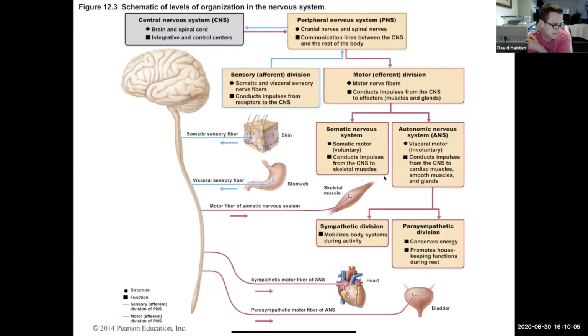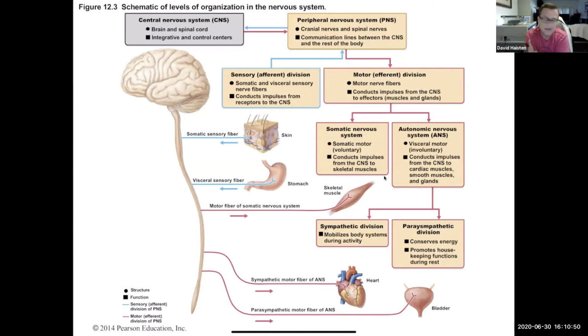Here's an example, skin, all those awesome receptors. And we only looked at just a little taste of them. There are many more in your skin we didn't look at. That's an SS fiber to your CNS, outer body tube. VS, a visceral sensory fiber, detecting stretch in your stomach. Bam, to the CNS. Okay, motor, efferent division: impulses from the CNS to the effectors, muscles and glands. The SM division sends impulses from the CNS to skeletal muscles. That's its only target, nothing else.